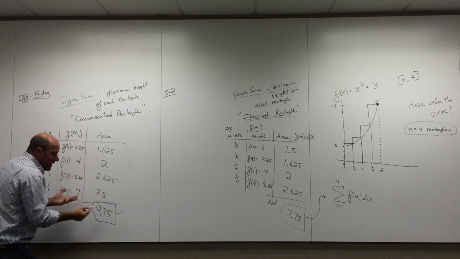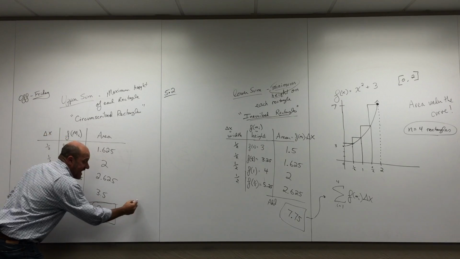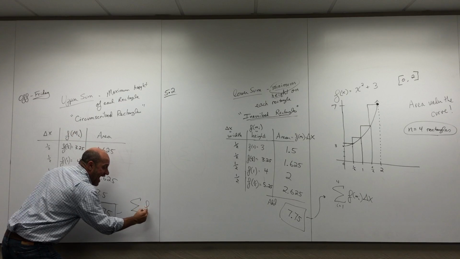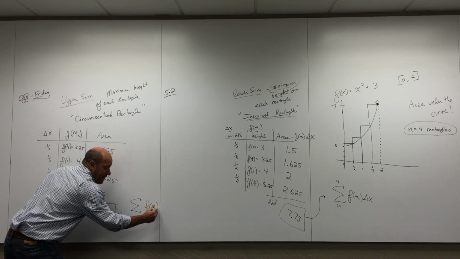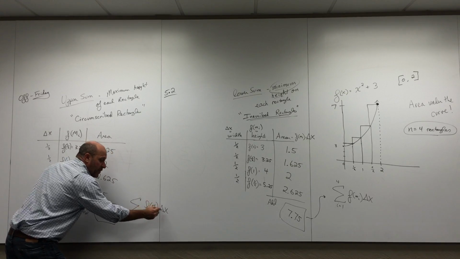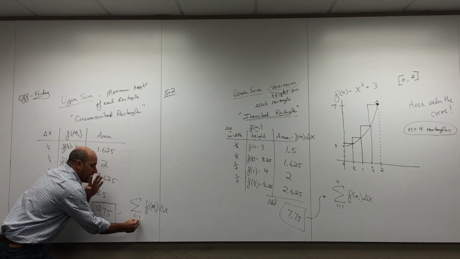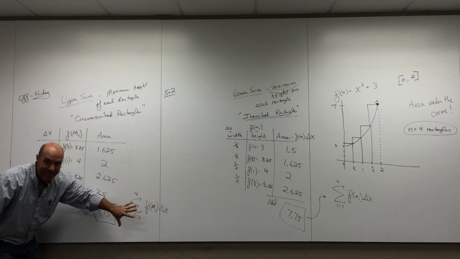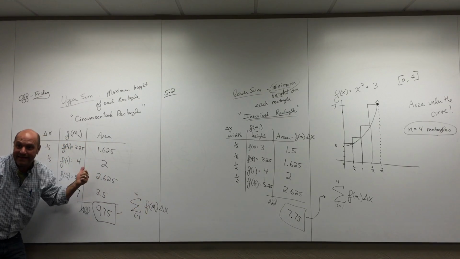Here's what we did. The confusing notation is that I added up all the areas, which were heights, using capital MI this time, heights times widths. I did heights times widths. I did it for 4 rectangles, 1 to 4, and I added them all up. I mean, this math says what I did.